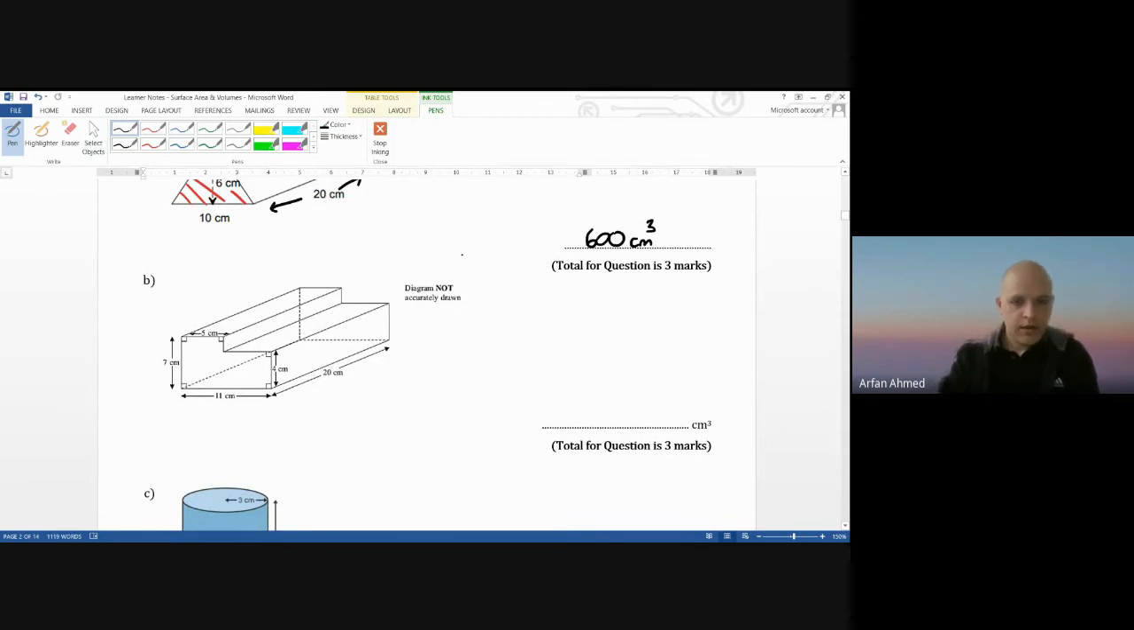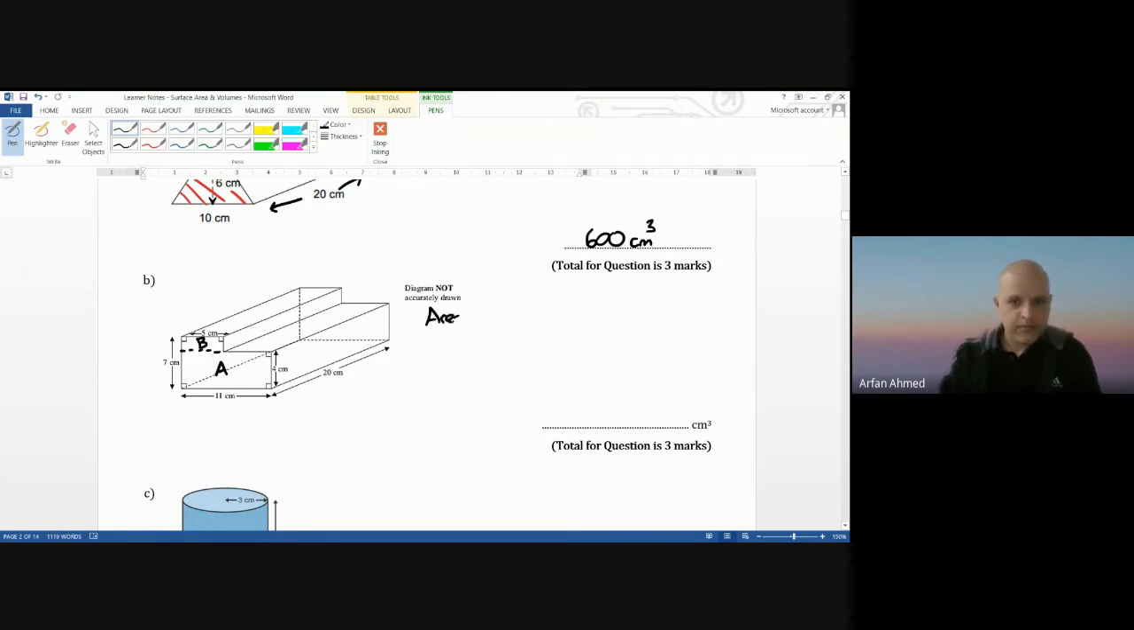Next one, where's my cross-section? So imagine every slice being the same. It's definitely going to be this L shape at the front. So we're going to have to work out the area of that L shape. Tell you what, let's split the shape this way. You can split it whichever way you wish. Let's call that shape A, and let's call that shape B.